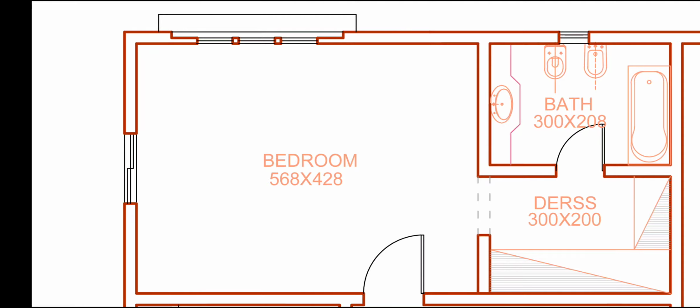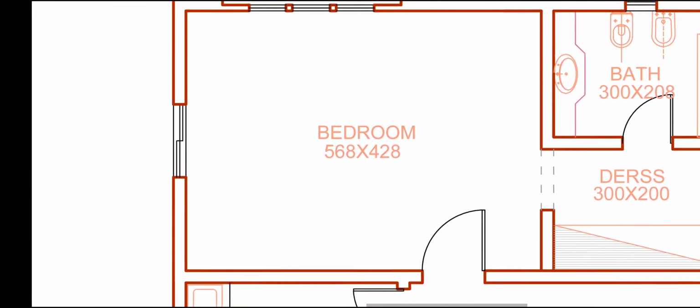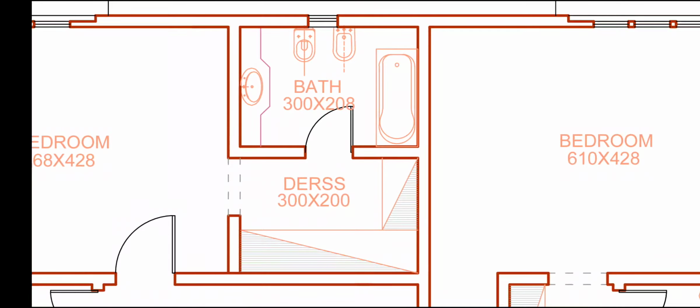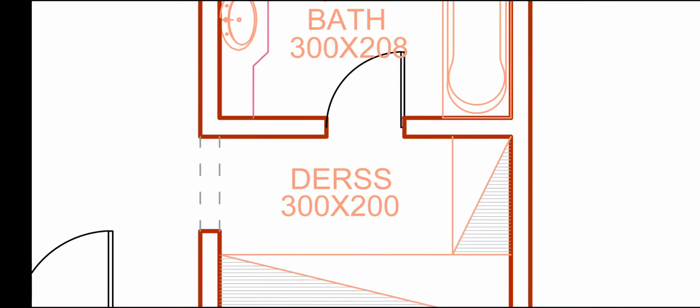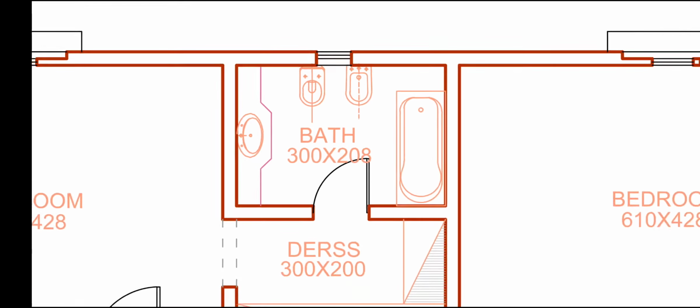Here bedroom, both side window. This bedroom size 568 by 428 centimeter. This side window and this side window. This dress 300 by 200 centimeter and this common attached bathroom 300 by 200. Shower tray, water closet, wash basin all given here.